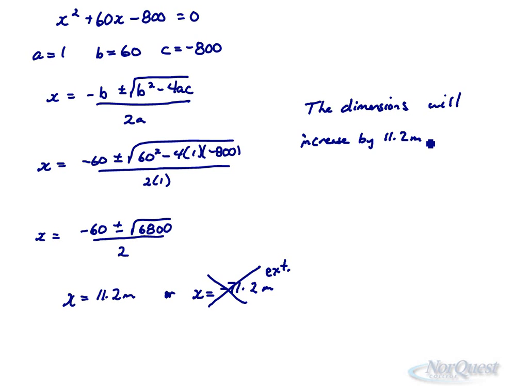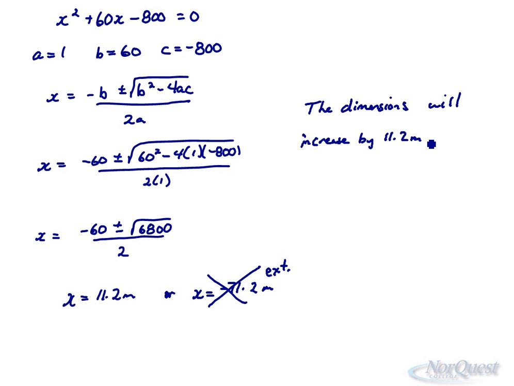So notice that would have been a fairly difficult one to factor. In fact, it's an impossible one to factor because it doesn't work out to be integer answers anyway. So you use the quadratic formula. You could have also completed the square, but this is a little bit faster. So these types of questions, geometry, are very common.